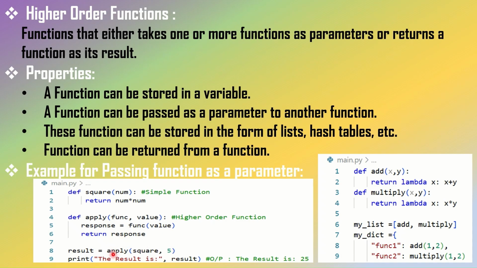Whenever the Python compiler executes this line of statement, first it will call the apply function, and inside this apply function we are passing square as another function to it, and the value as 5. Inside this function, we are calling this function by passing this value. So this function is nothing but the square function. The value 5 is passed here, and it will return num into num, 5 square, 25.